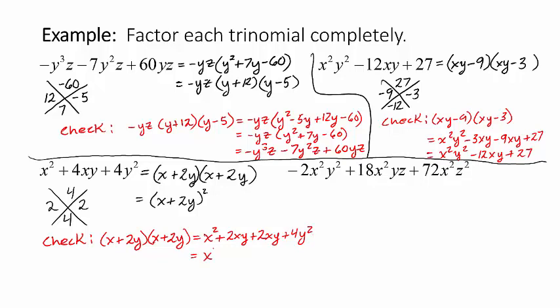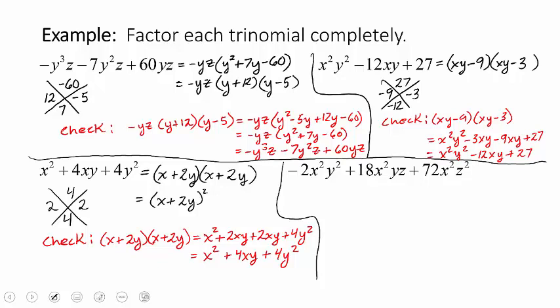And so let's clean up that middle term. X squared plus 4xy, right? Because we have 2xy plus 2xy. And then our last term here would be 4y squared. Is that what we started with? Indeed. Very good.